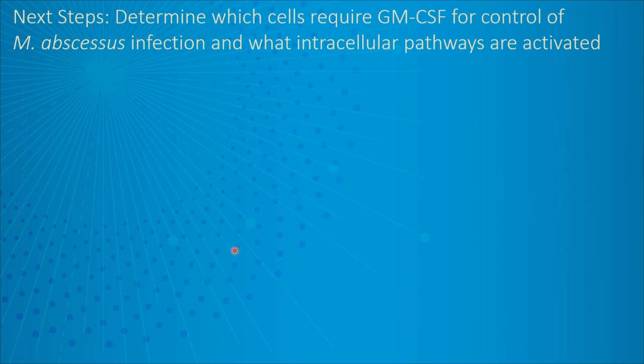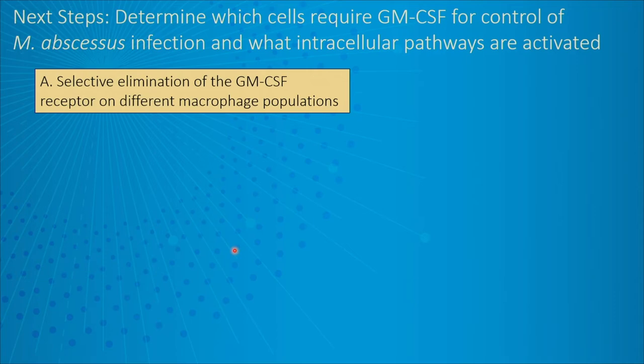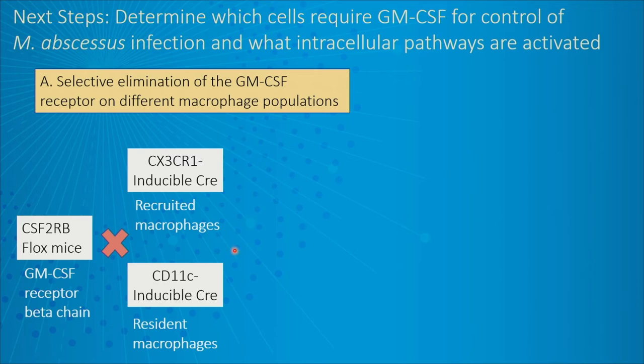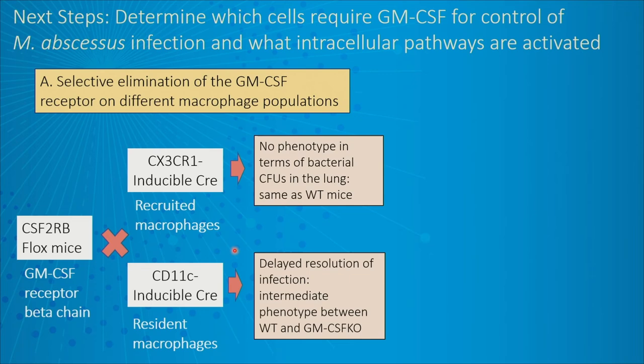The first is we're selectively eliminating the GM-CSF receptor on different macrophage populations. We have the CSF2RB flox mouse, which is the GM-CSF receptor beta chain. And we're breeding those mice with mice that we can inducibly delete the receptor either on recruited macrophages or on resident macrophages.